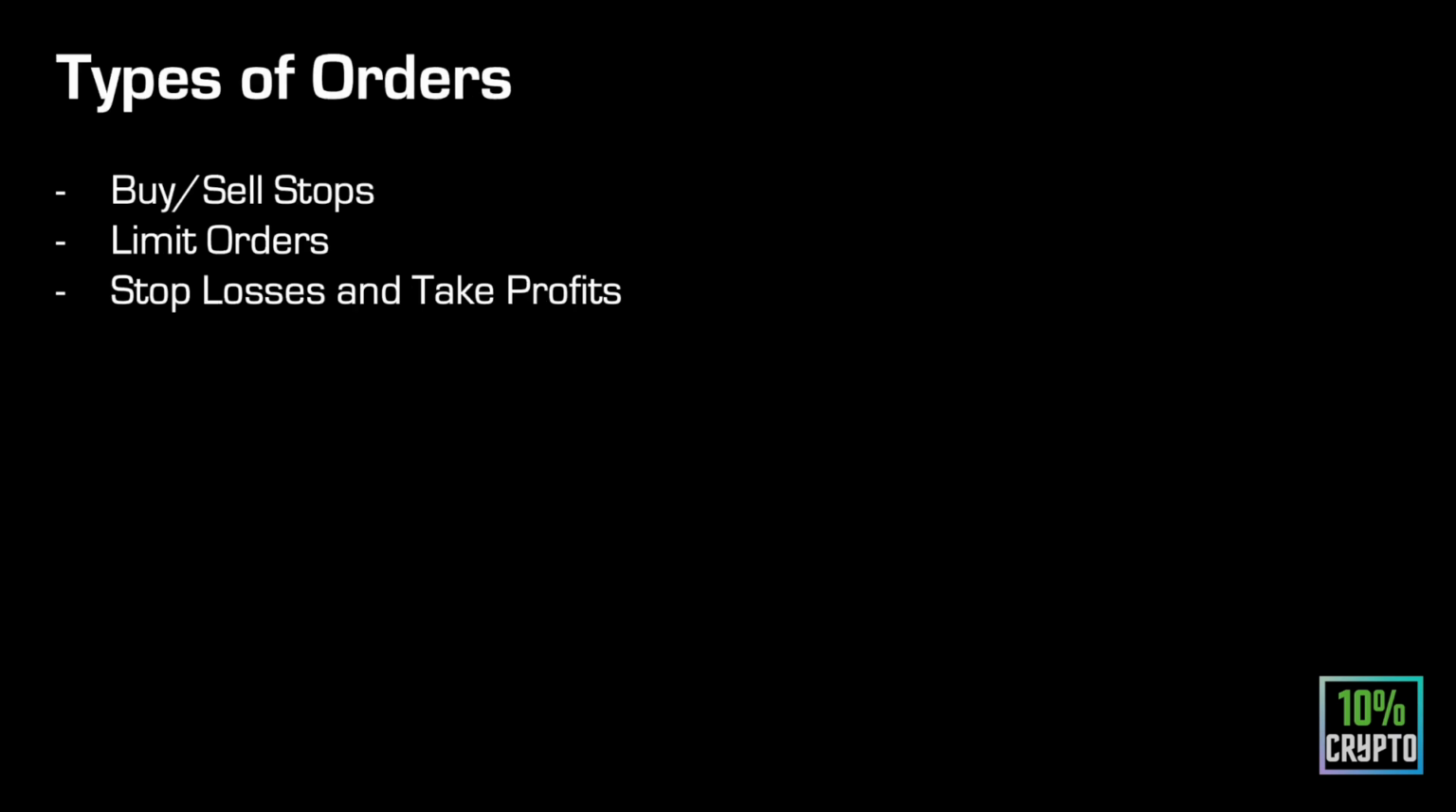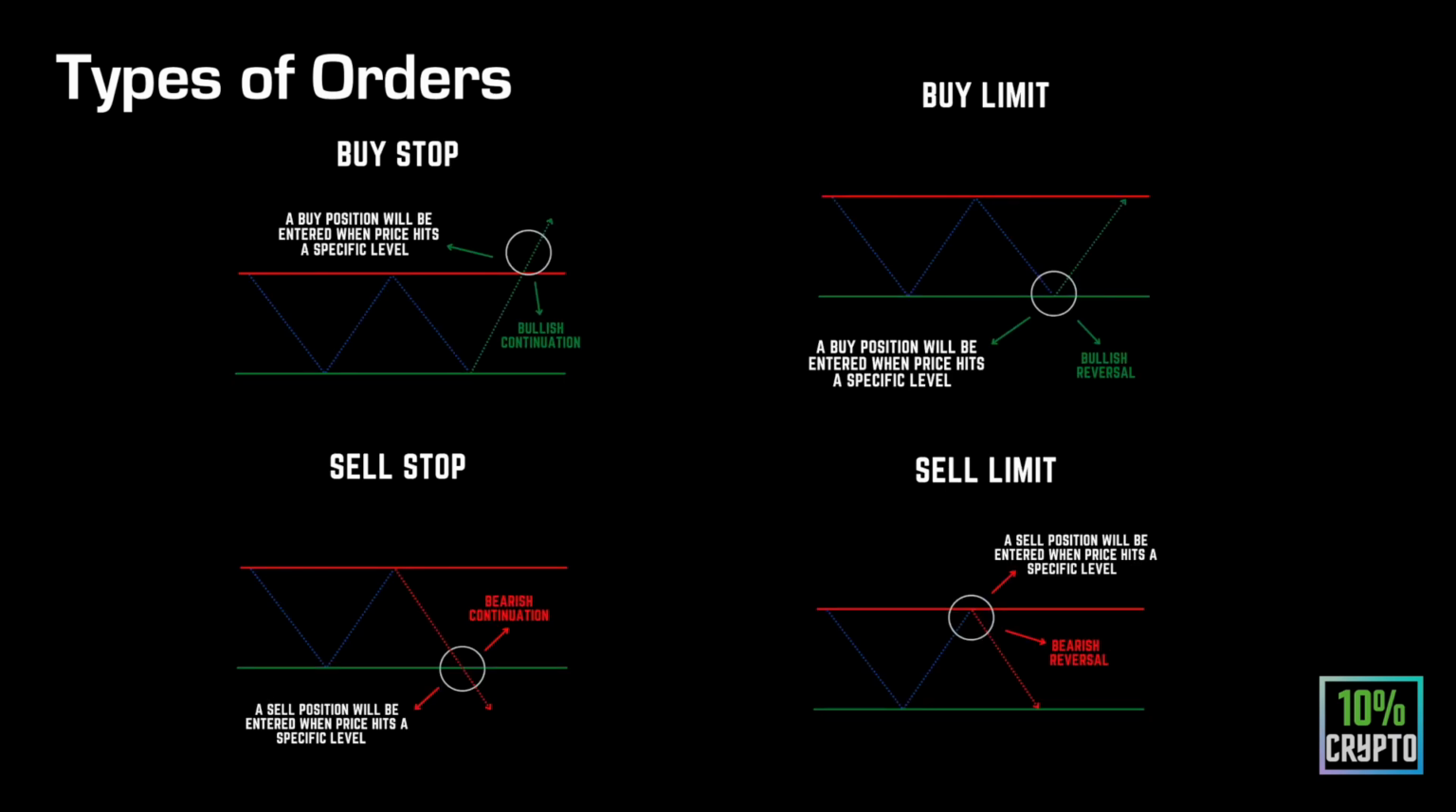I just want to get into the types of orders. It's quite a basic thing, but everyone should know what they are and how they work, because if you understand them, it's easier to see on the chart what's happening where, right? So let's get into the stops first. So we have buy stops and sell stops.